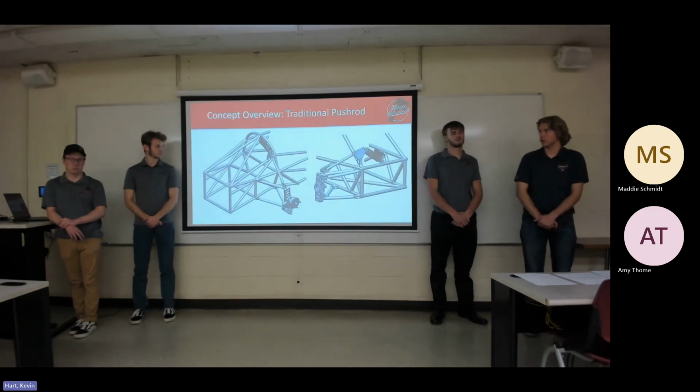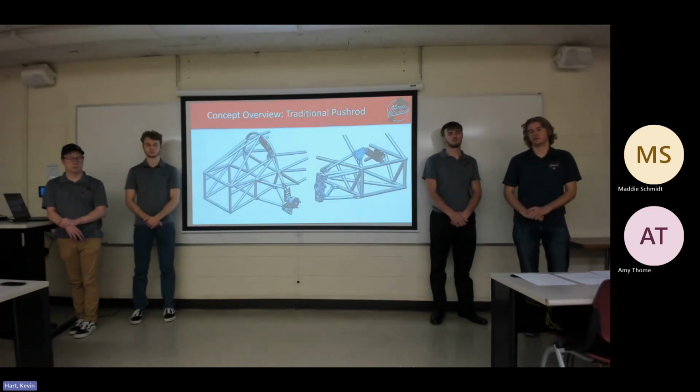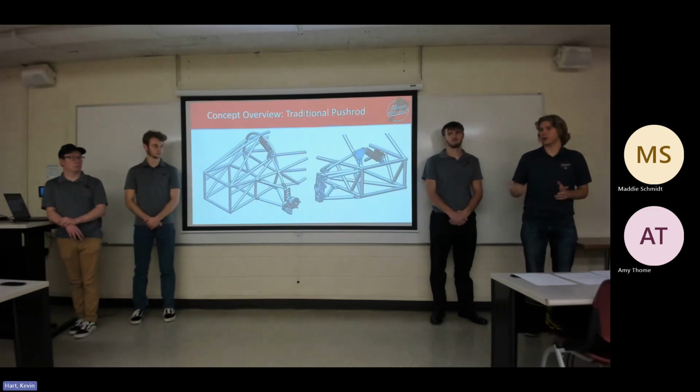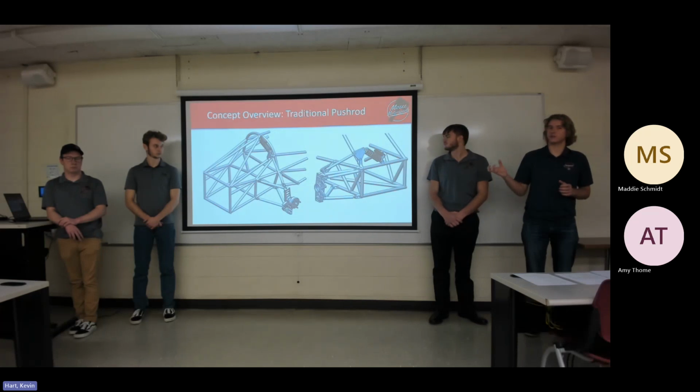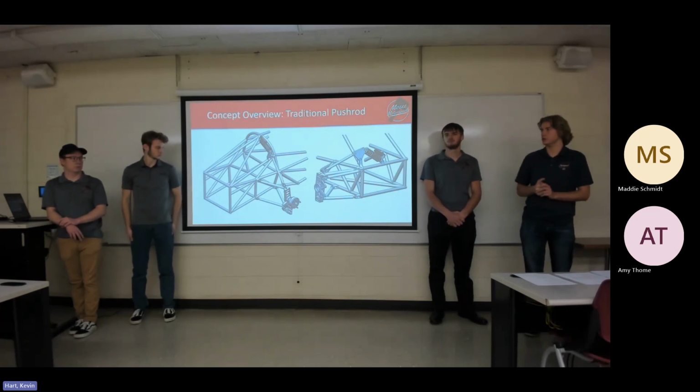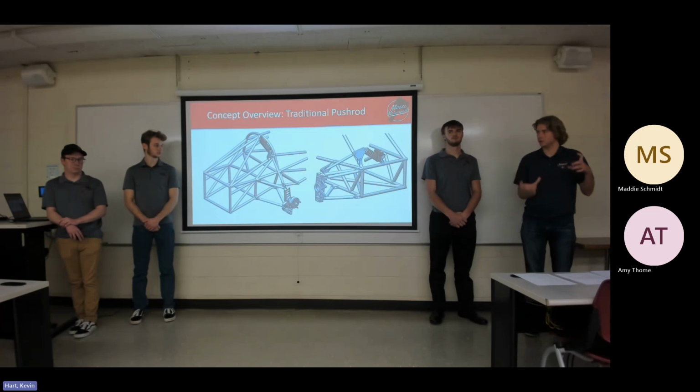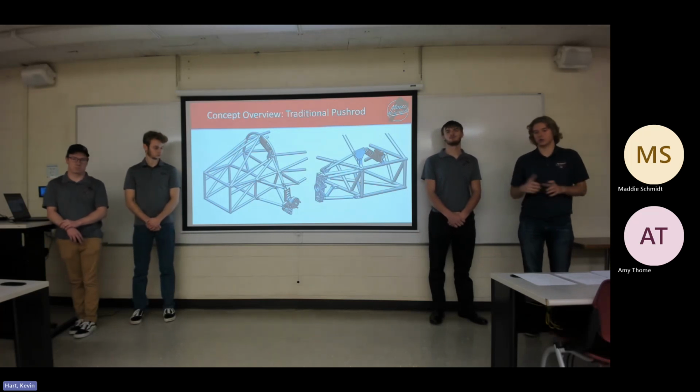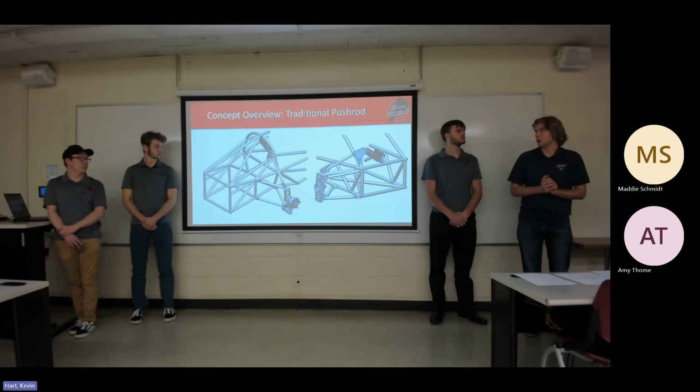The third design we came up with is the traditional push rod. This design is very similar to the cantilevered push rod in the sense that the bell crank and push rod design translates the vertical motion of the wheel into the shock motion. Some benefits of this design are that everything is very accessible. The shock is high up, so you can make shock adjustments easily. You can make ride height adjustments easily due to the location of the push rod. You can corner balance the car better.